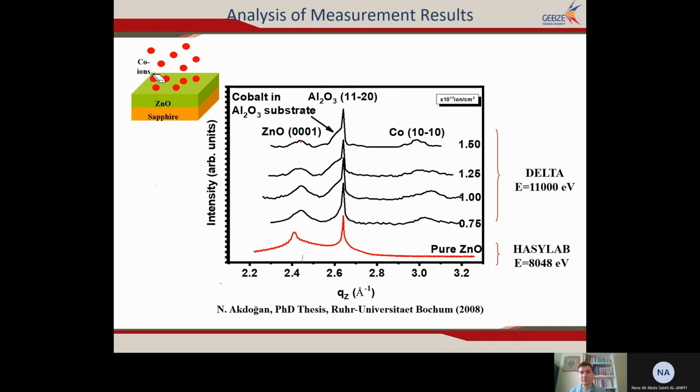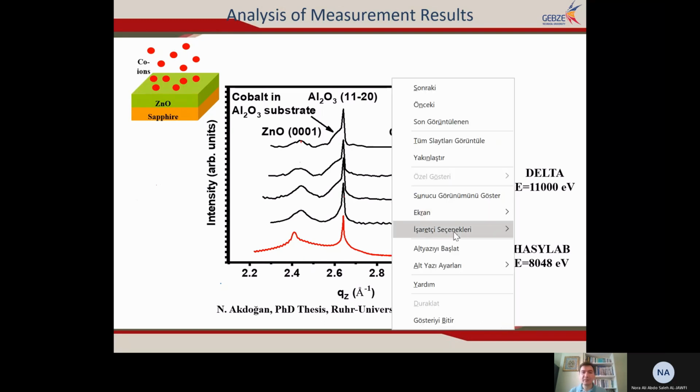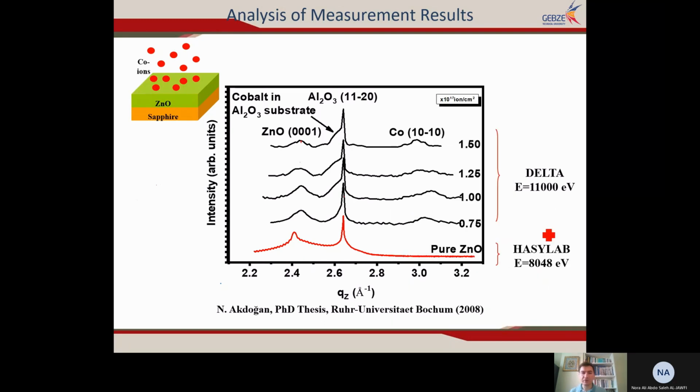What happened after cobalt ion implantation? What happened to the zinc oxide? What happened to the sapphire? What happened to the cobalt ions, okay? You can get a lot of information by using the X-ray diffraction method. Here, I would like to show you 2 more pieces of information.